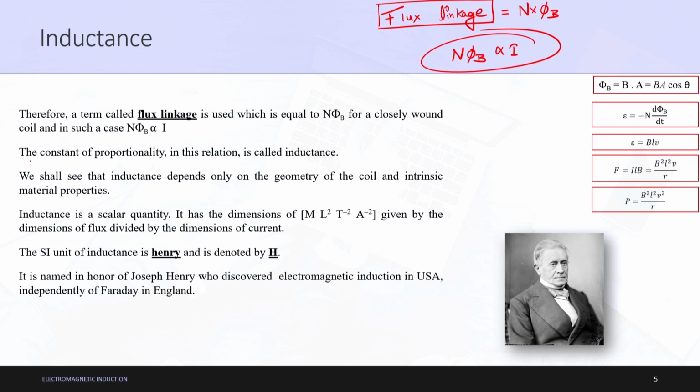Moving on, the constant of proportionality in this relation is called inductance. This is inductance. We say induced current. What is this induce? It is nothing but a physics concept which is known as inductance. This L is known as inductance. When we convert this proportionality into equality, we get N phi B equals L times I.